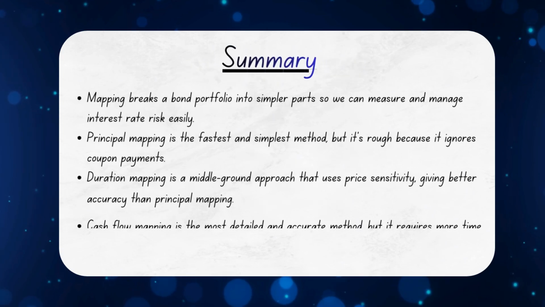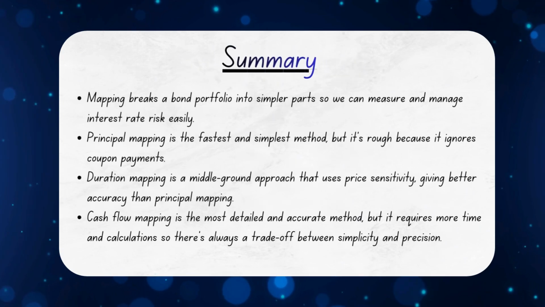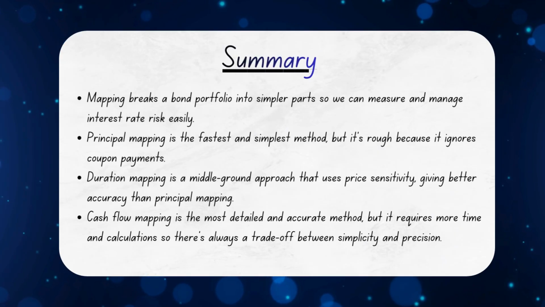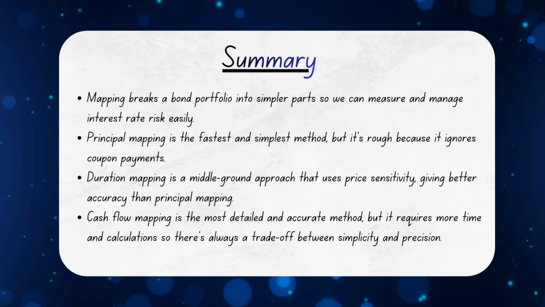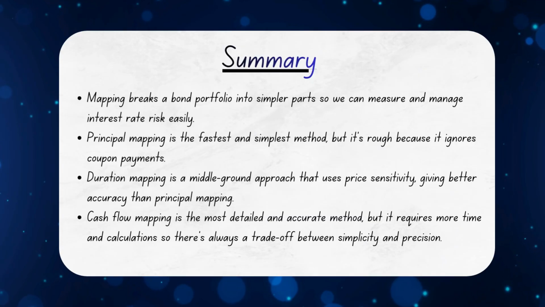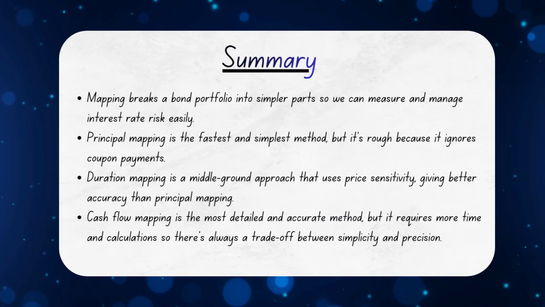So in short, mapping helps us simplify bond risk before measuring it. Principal mapping is the fastest but rough. Duration mapping is a middle ground, and cash flow mapping is the most precise but complex. It's basically a trade-off between simplicity and accuracy. The more detail you include, the better your risk estimate, but the more effort you need. And that's how we break down fixed income risk in a practical, real-world way.